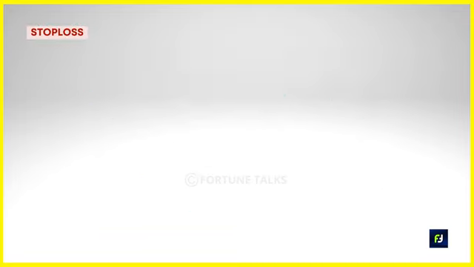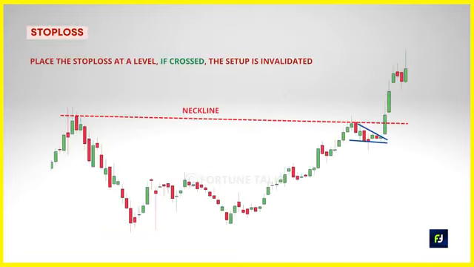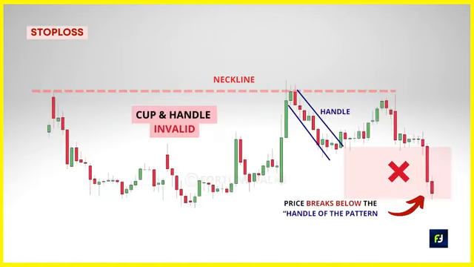Now the second question is, where should I set my stop losses? Whenever you place a stop loss, it should always follow this thumb rule. Your stop loss should be placed at a level where if the market reaches it, your trading setup is invalidated. Now ask yourself, when will a cup and handle pattern become invalid? A cup and handle pattern invalidation comes when the price breaks below the handle of the pattern.